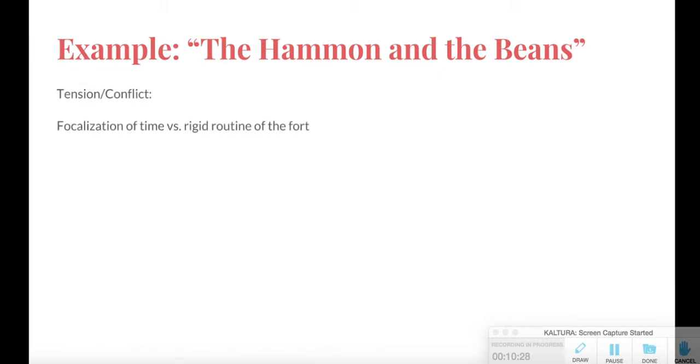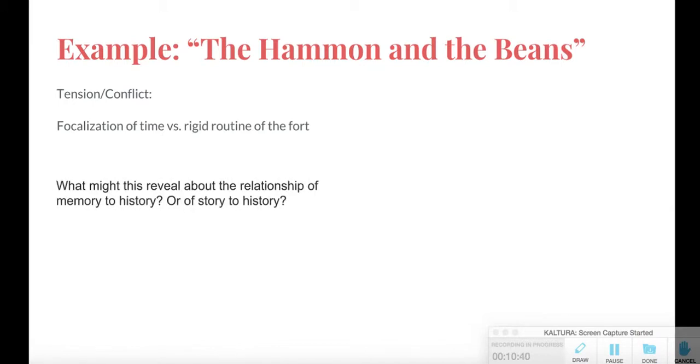One conflict or tension in The Hammon and the Beans is between the focalization of time in the telling of the story and the rigid routine of the fort as marked by the bugle call. What might this reveal about the relationship of ways that we think about time, for instance, memory or history? What might it reveal about the relationship of story to history? Could you say, for instance, that this story is a form of history, or that the histories included in the story are just examples of other stories?